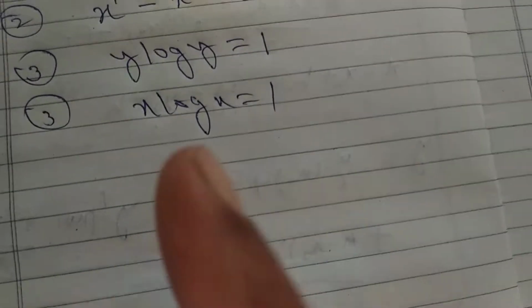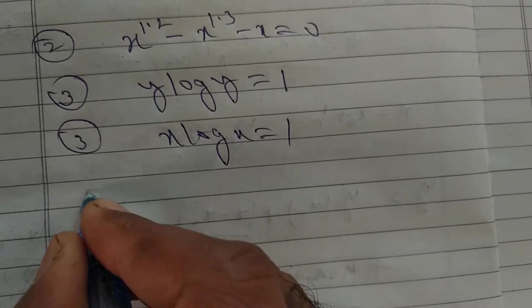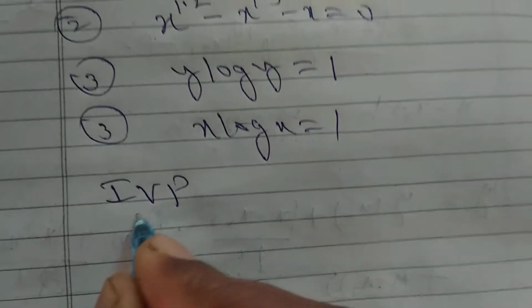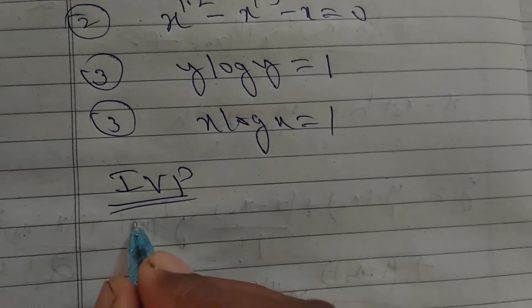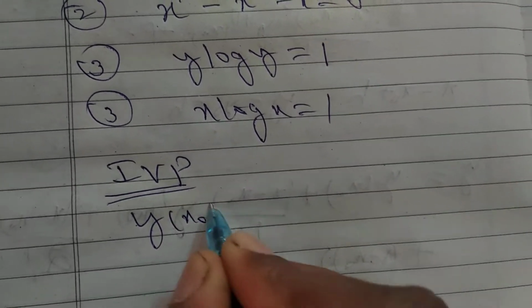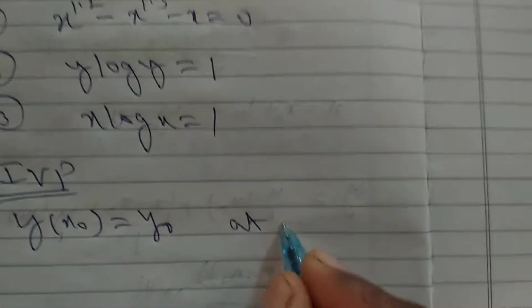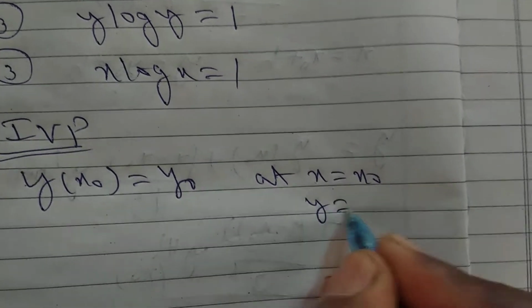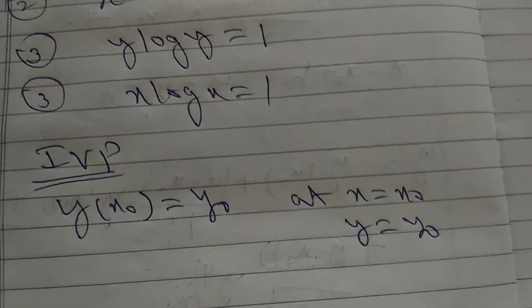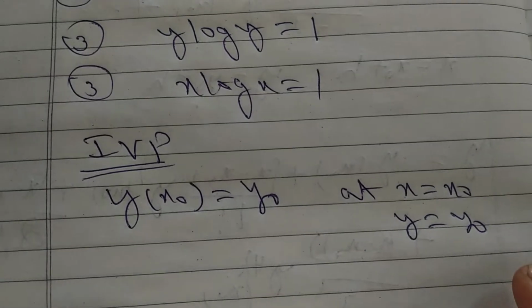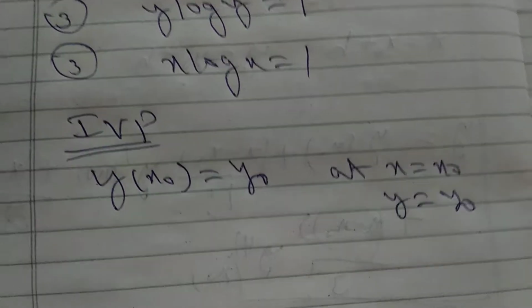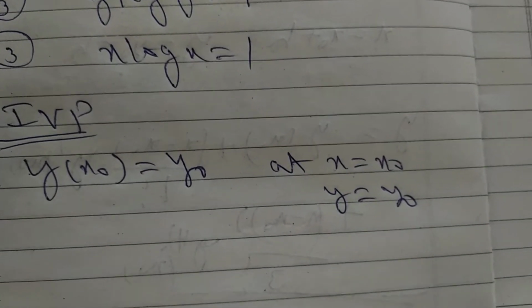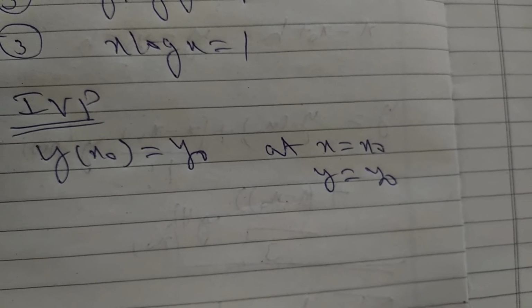Now we have to discuss what an initial value problem is. IVP means initial value problem. An initial value problem means the given condition y of x naught is equal to y naught. What is the meaning of y of x naught? At x is equal to x naught, y is equal to y naught is given. Now we have to solve the equations. First we find the solution of initial value problems by numerical methods.